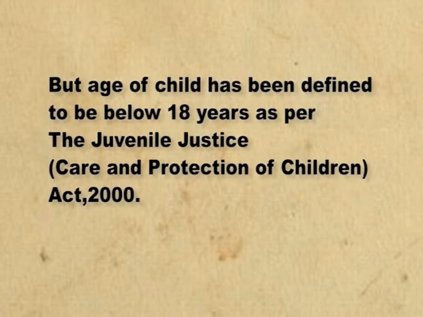IPC and the various protective and preventive special and local laws specifically mention the offences wherein children are victims. The age of a child varies as per the definition given in the concerned acts and sections, but the age of a child has been defined to be below 18 years as per the Juvenile Justice (Care and Protection of Children) Act 2000. Therefore, an offence committed on a victim under the age of 18 years is construed as crime against children for the purpose of analysis in this chapter.